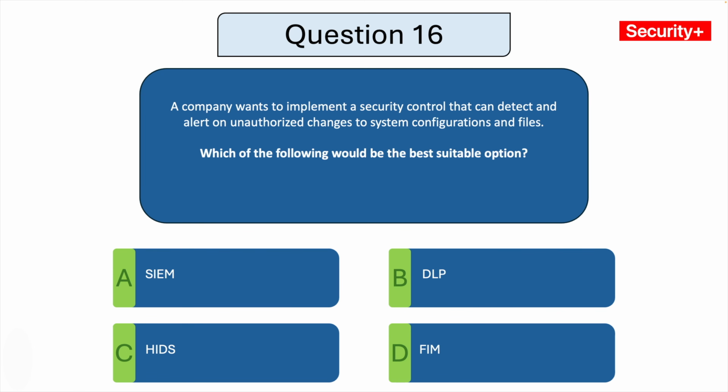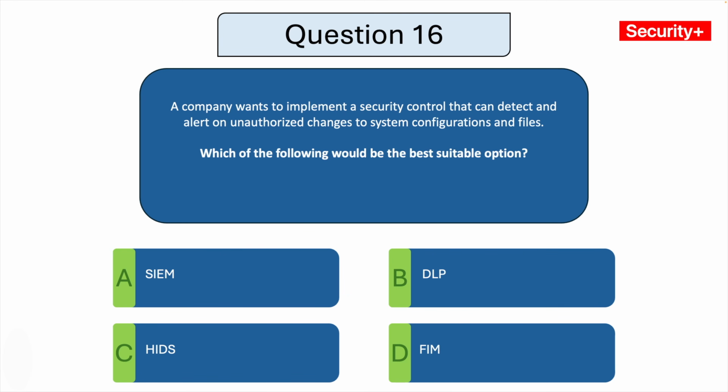For A, SIM, so security information and event management. This is designed to collect logs from various sources and detect anomalies, but there's a better answer. B, data loss prevention. It's focused on preventing unauthorized data exfiltration. Not necessarily for changes to data, although it can. It's not what it's designed for out of the box, but also system configuration too. For C, HIDS, that's going to be host intrusion detection system. That's designed to detect malicious activity on hosts, so ruling that one out.